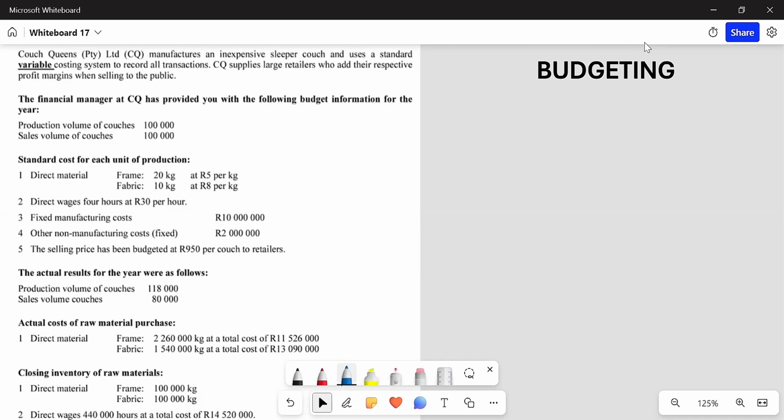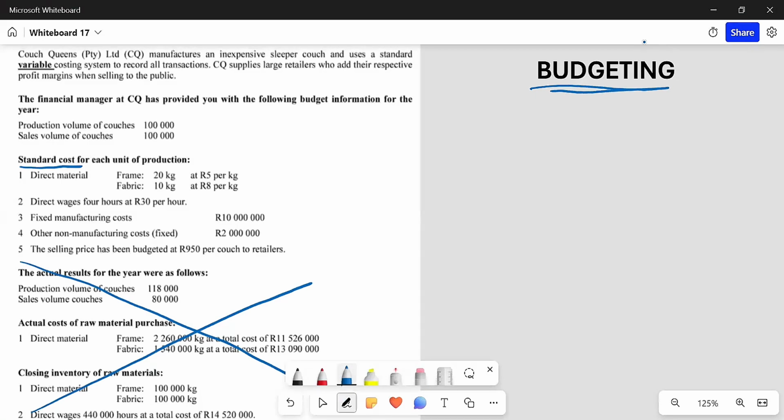For you to understand this, when you're asked to prepare a budget, you ignore all the actual cost, because if you're dealing with budget, you're going to look at the standard cost, which is known as the budgeted cost. Okay. So now let's read.